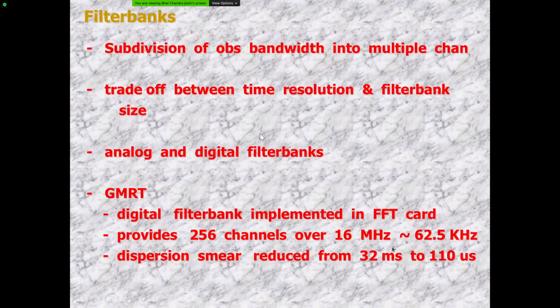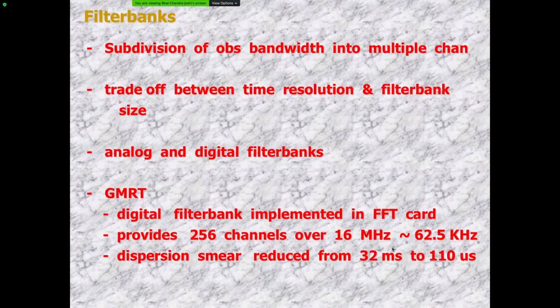And one of the problems with this division is that your dispersion smear gets reduced, but it is still not completely eliminated, because whatever subdivision you do, it will still leave you a channel with a finite bandwidth. And as we saw, delta T is proportional to delta nu in the earlier expression. So this finite bandwidth of a channel would still mean that there is some smearing. So the number of channels which you want is a trade-off between the time resolution which you want and the size of the filter bank.